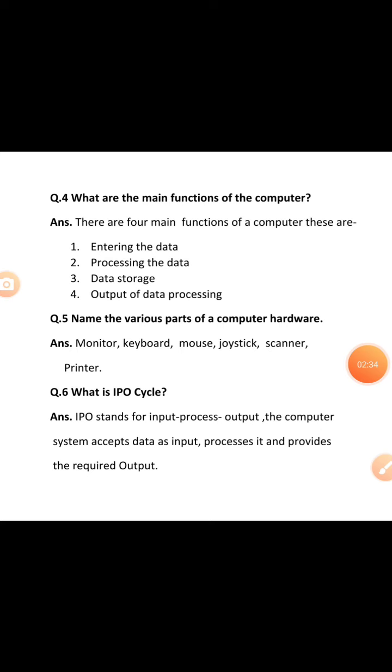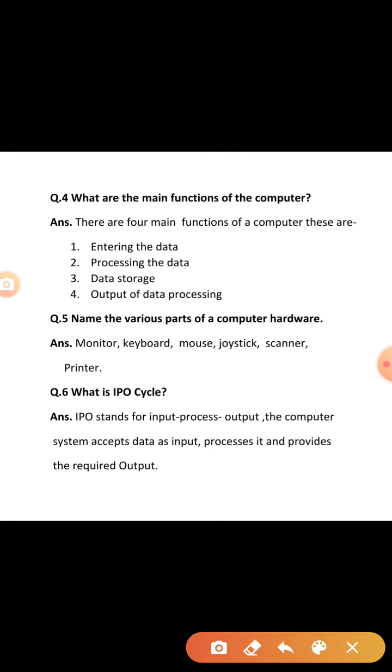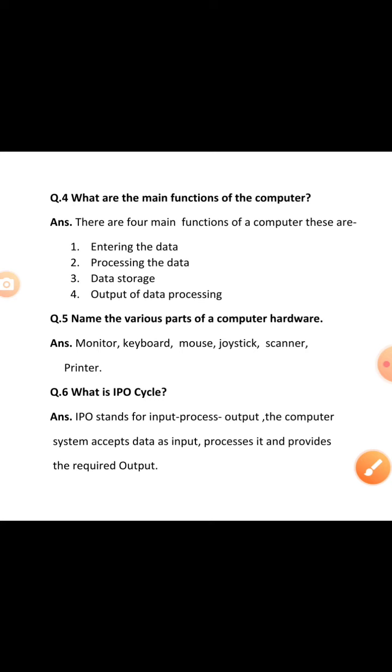Fourth question. What are the main functions of the computer? Answer. There are four main functions of a computer. These are: first, entering the data; second, processing the data; third, data storage; fourth, output of data processing. I repeat once again: entering the data, processing the data, data storage, output of data processing.